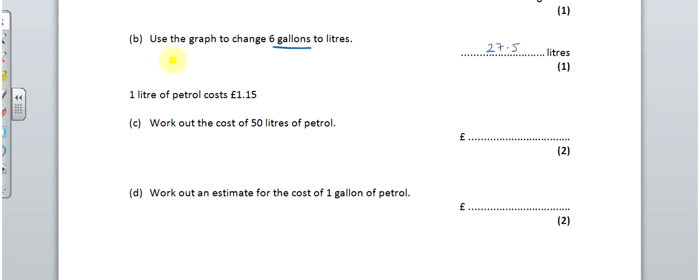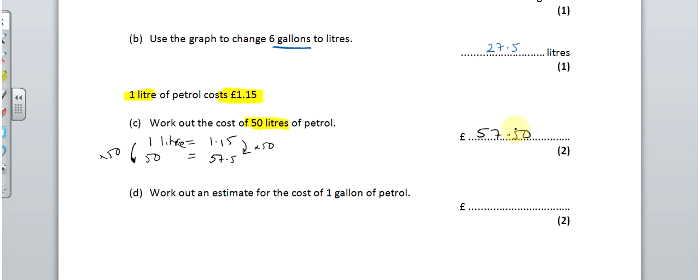1 litre of petrol costs £1.15. Work out the cost of 50 litres. So, 1 litre equals 1.15. So 50, I'm going to times by 50, times that one by 50. And there are several ways to do this, non-calculator. But this came off a calculator paper, so I'm just going to use a calculator. So we get for that 57 and a half. So that's how much it costs.